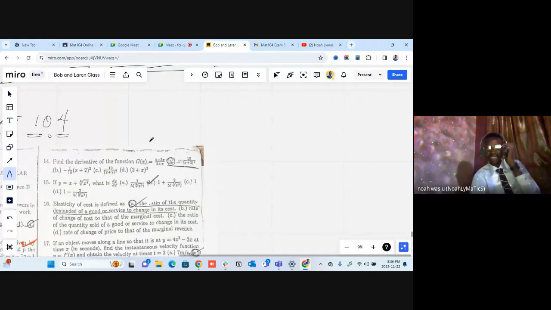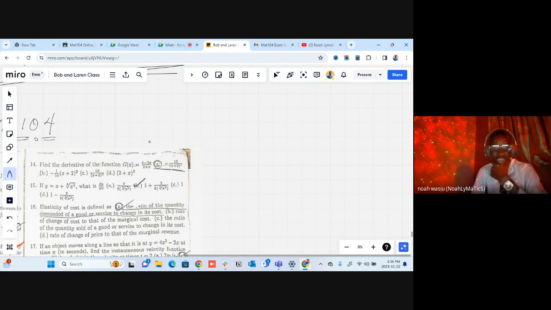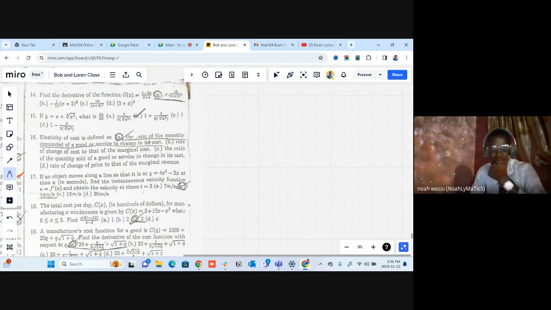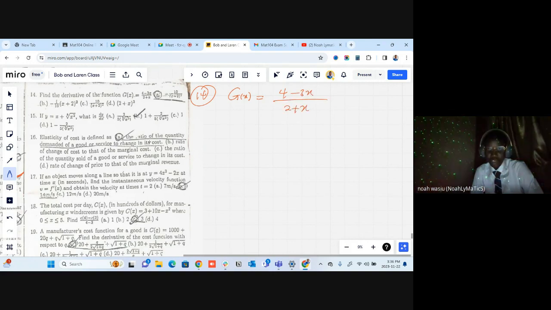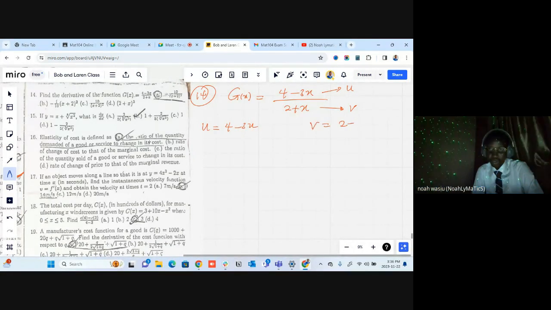The next part here is find the derivative of... now we have another quotient. This is another quotient true. No problem. Number 14. Find the derivative of g of x is equal to 4 minus 3x over 2 plus x. This is also quotient rule. I'll call this one my u, and this down part my v. So my u is 4 minus 3x, and v is 2 plus x.